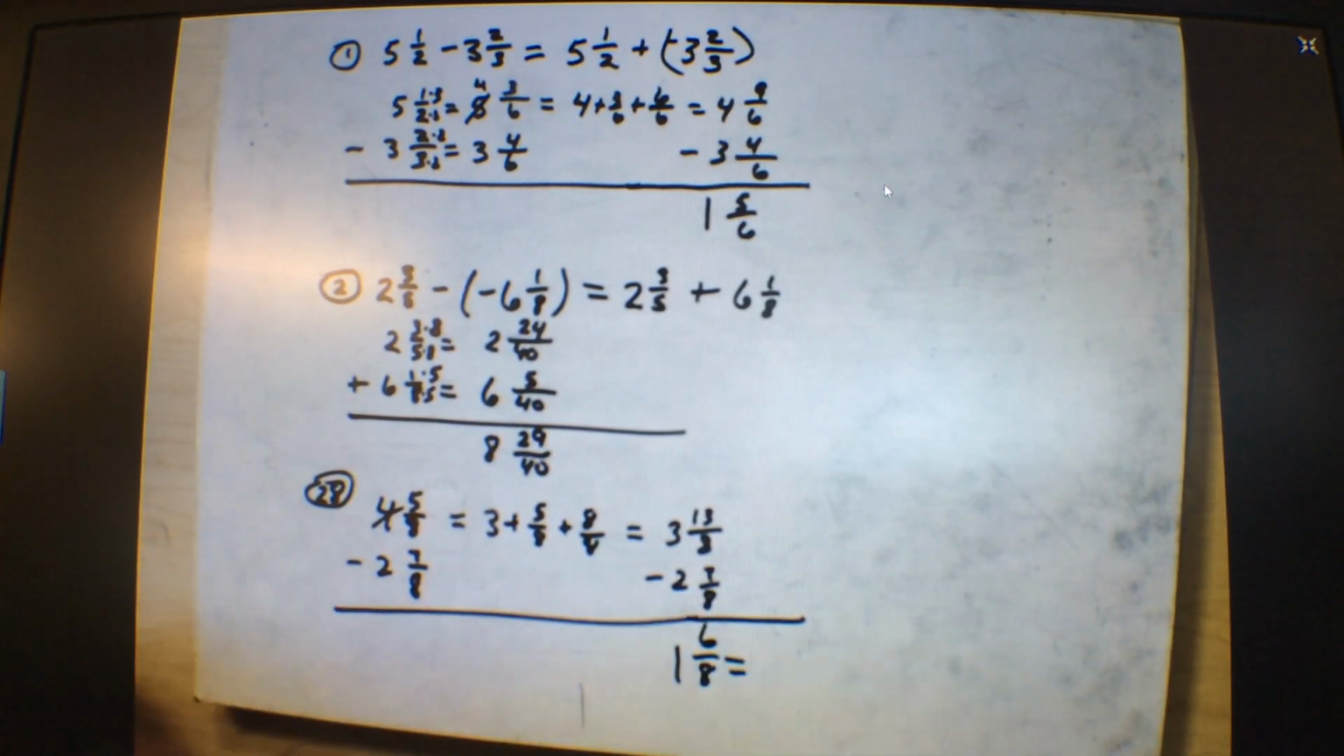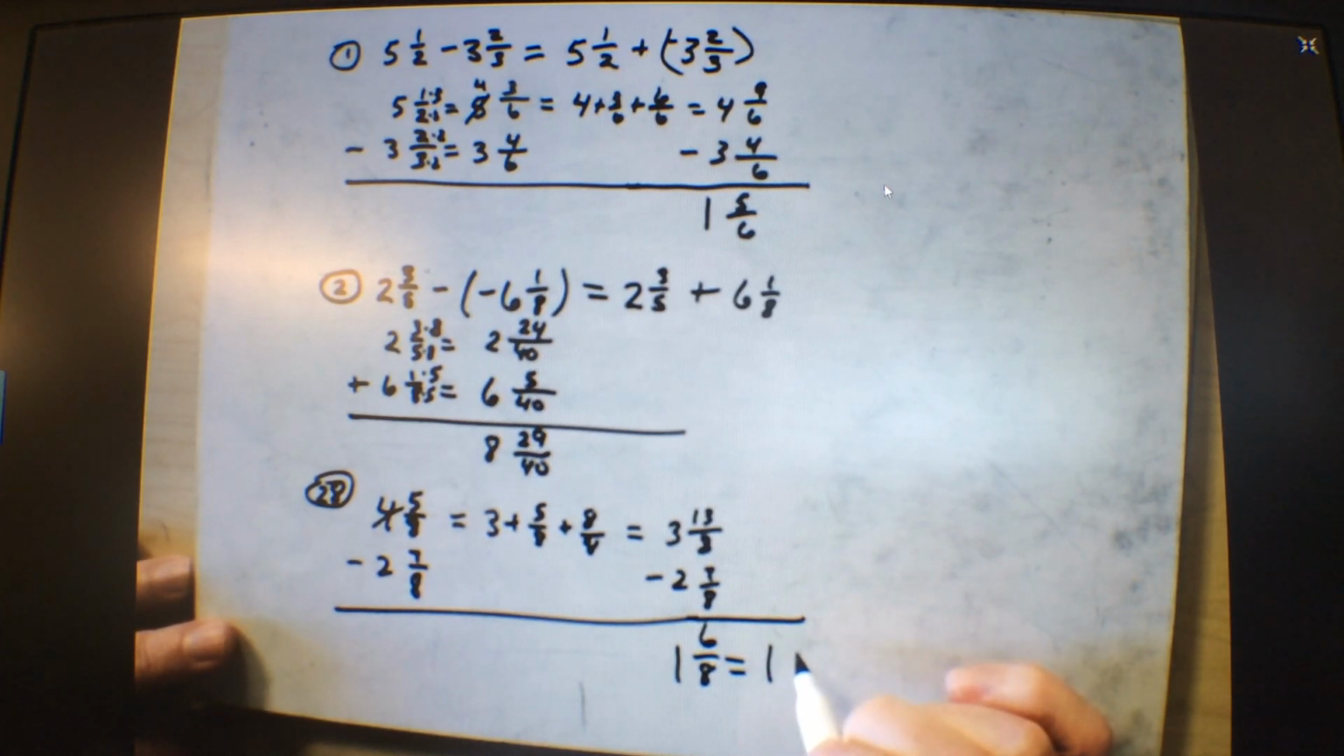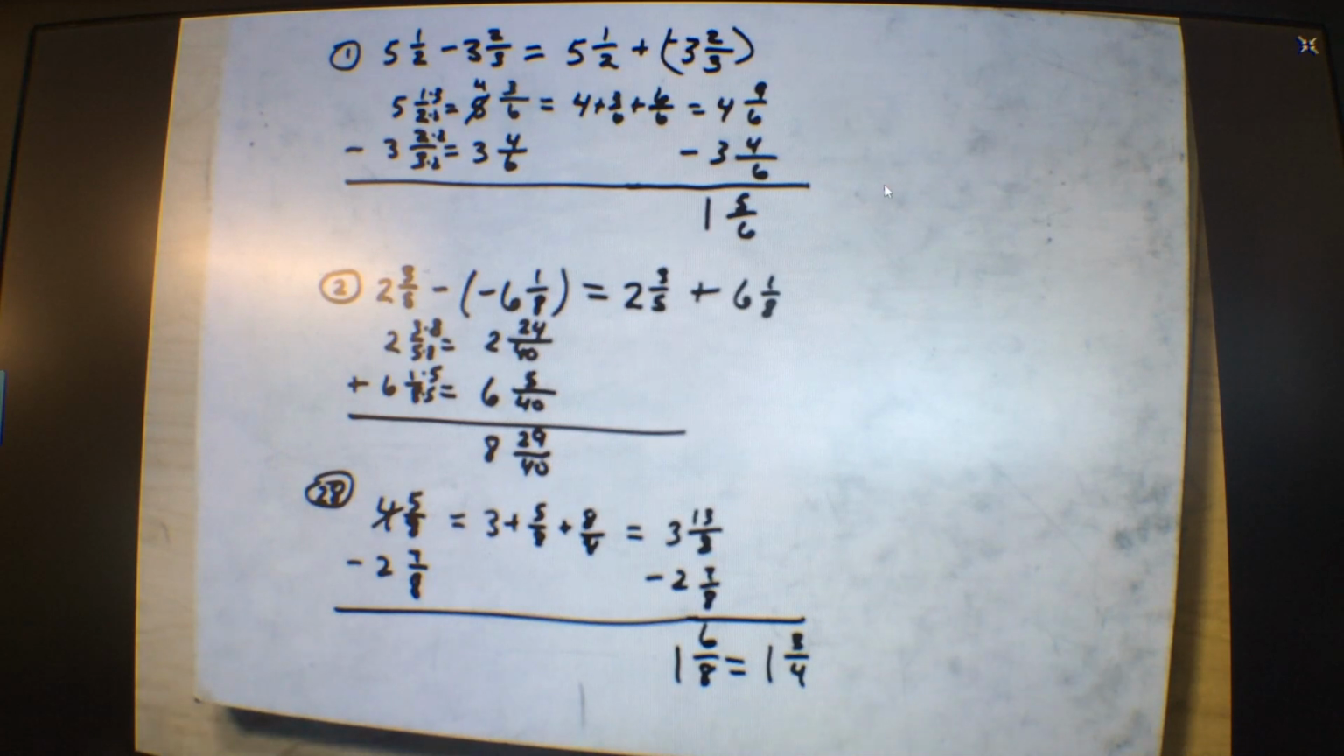However, that is not simplified, is it? How do I simplify it? I divide 6 eighths by what? 2. Is that what you said, Olivia? Yeah. Okay. And 6 divided by 2 is what? 1 3/4. All right. You told me the whole thing. But 6 divided by 2 is 3, and 8 divided by 2 is 4.